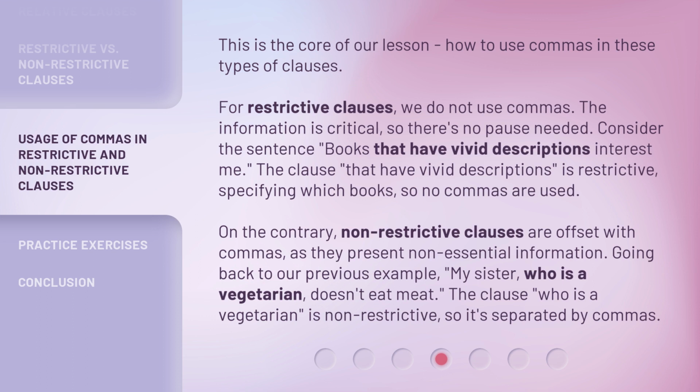On the contrary, non-restrictive clauses are offset with commas, as they present non-essential information. Going back to our previous example, "My sister, who is a vegetarian, doesn't eat meat." The clause, "who is a vegetarian," is non-restrictive, so it's separated by commas.